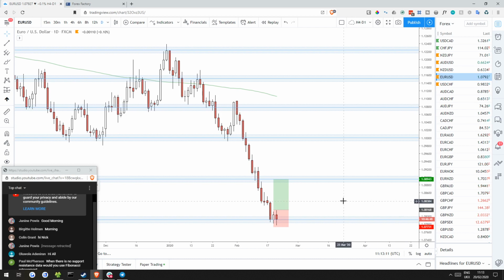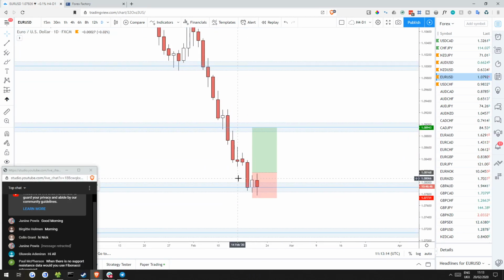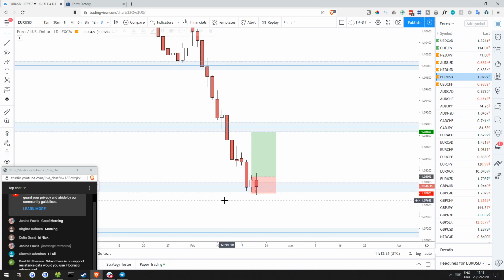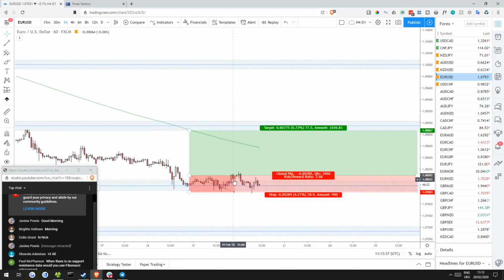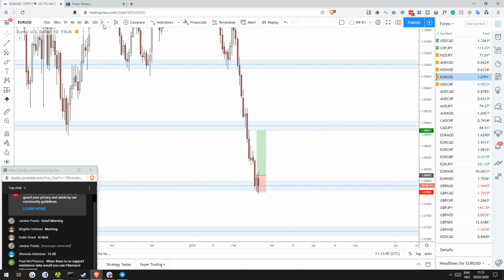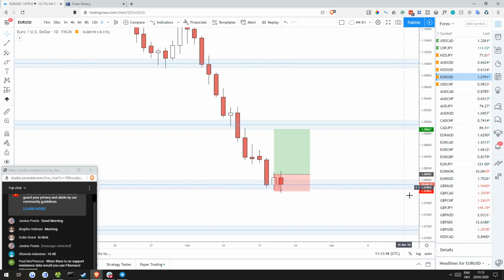Euro USD, this one's quite interesting. I was looking for a potential long here yesterday. Before the candle closed, it was around about something like this. But then I obviously didn't enter. I was just looking for a potential here. But then the candle started shooting up just a short time before it closed. You can see a short time before it closed, around about an hour, it made a new high. So I didn't end up placing that entry order.